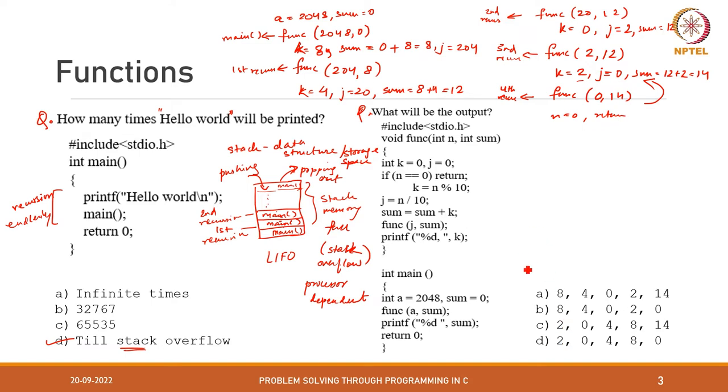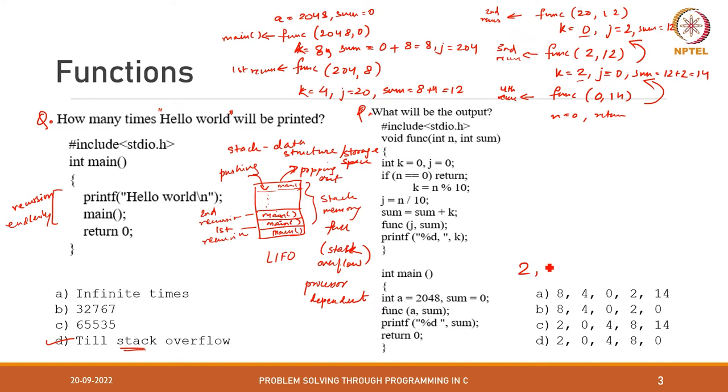Then after printing 2, the third recursion also gets over, and it returns to the second recursion. So in the second recursion, what was the value of k? This particular statement got over in the second recursion, and it goes to the next statement and prints the value of k. What was the value of k here? 0. So our next print will be 0.